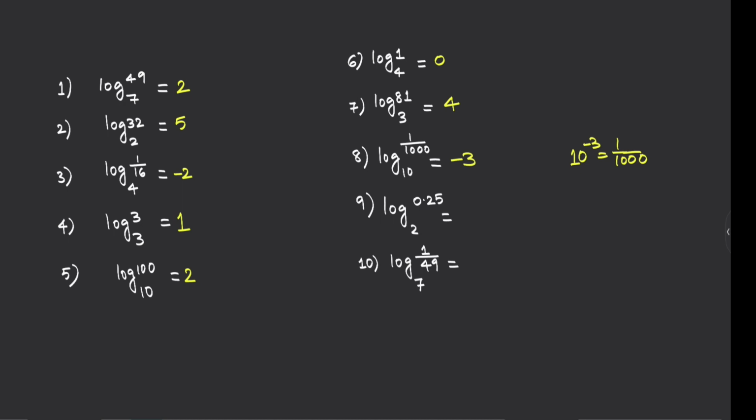Now let us simplify this first. 0.25 can be written as 25 by 100. So after cancellation it is 1 by 4, that is 1 by 2 to the power of 2, that is 2 to the power of minus 2. So 2 should be raised minus 2 times to get 0.25.